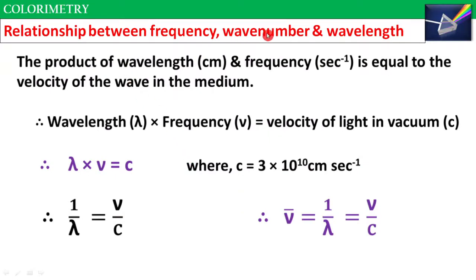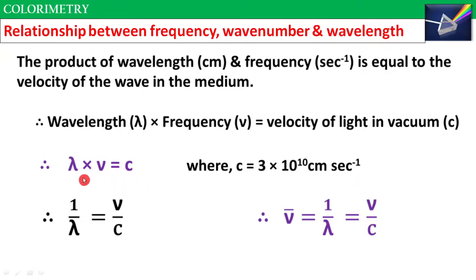Next, what is the relationship between frequency, wave number and wavelength? The product of wavelength and frequency is equal to the velocity of wave in the medium. Means the wavelength into frequency is always equal to the velocity of light in vacuum. The velocity of light in vacuum is shown by symbol small c, frequency mu, and wavelength lambda. Therefore, lambda into mu is equal to c, where c stands for the velocity of light, and this velocity of light is equal to 3 into 10 raised to 10 centimeter per second.